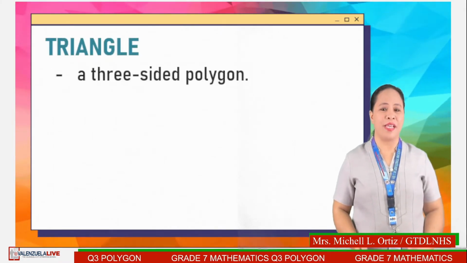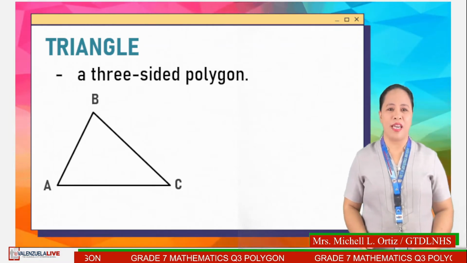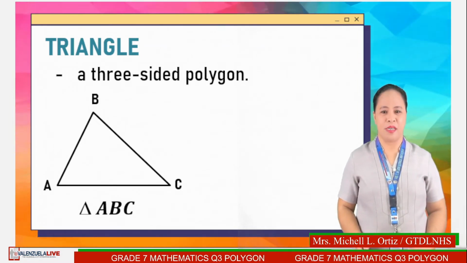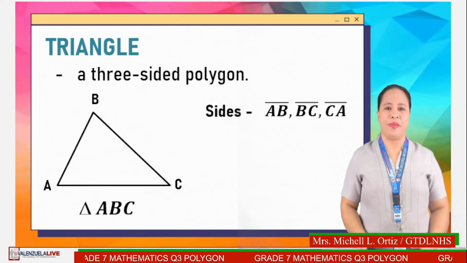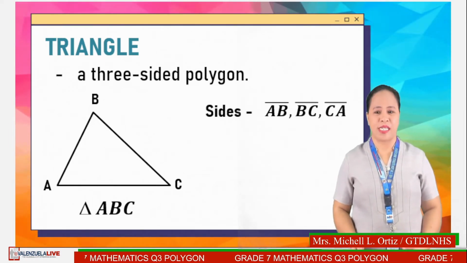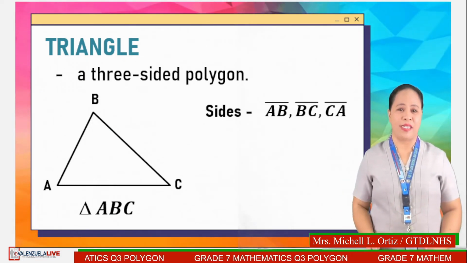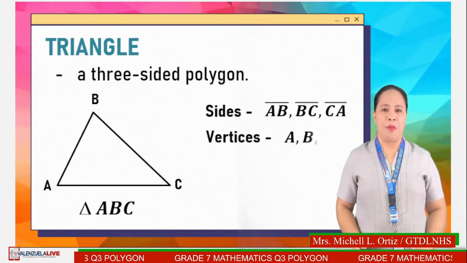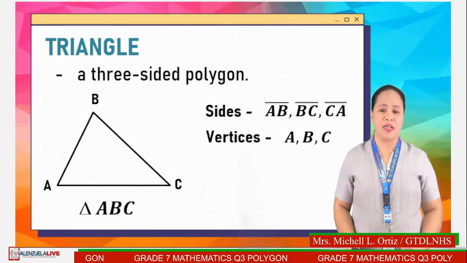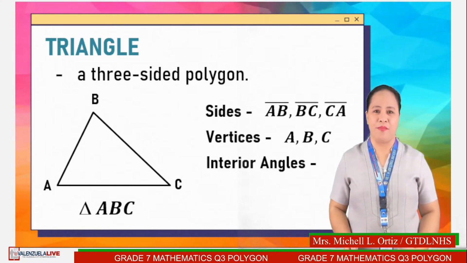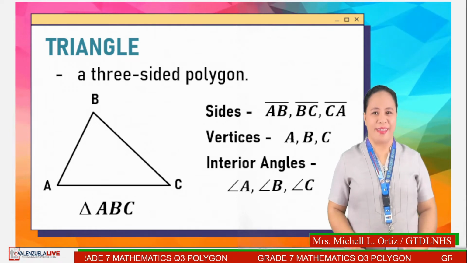A triangle is a three-sided polygon. For example, we have triangle ABC. The sides of triangle ABC are segment AB, segment BC, and segment CA. The vertices of triangle ABC are points A, B, and C. The interior angles of triangle ABC are angle A, angle B, and angle C.